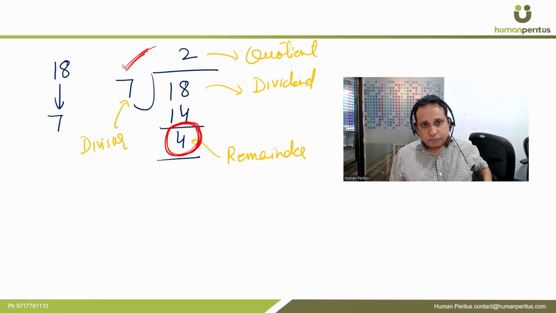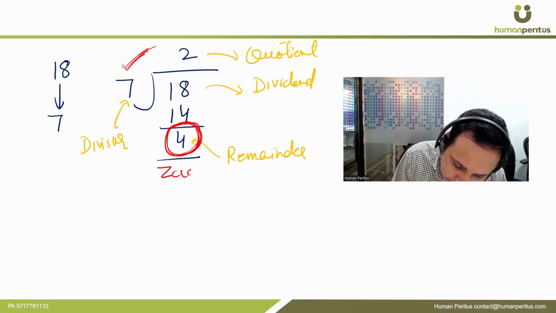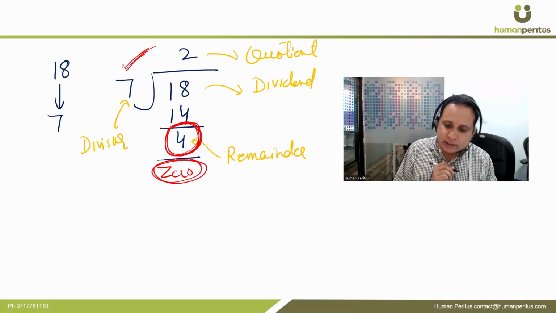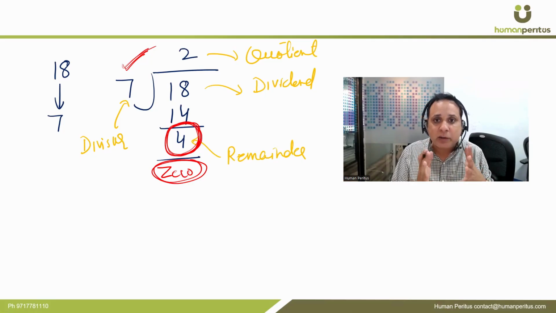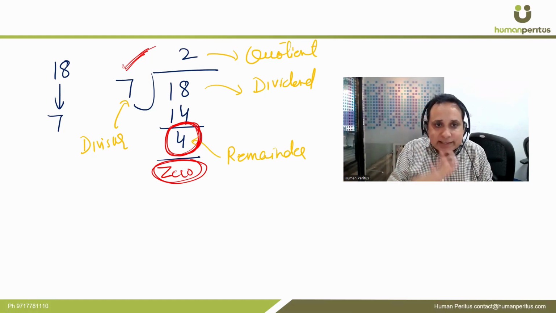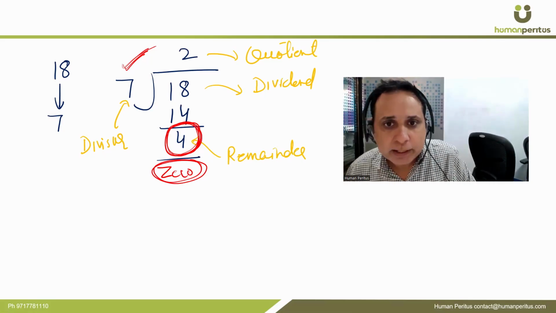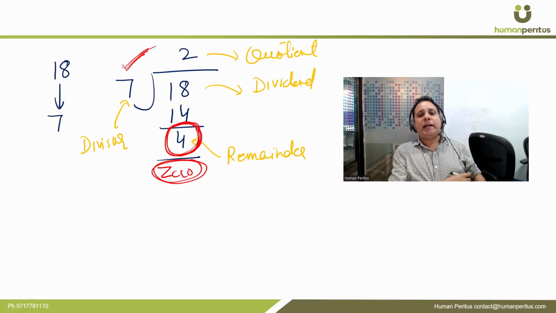Second thing, if this remainder comes out to be 0, what does this mean? This means that this divisor is perfectly dividing my dividend. So in this case, if my remainder would have been 0, then I would have said that 7 is completely divisible by 18. Okay, so that is how divisibility and remainders, these two are connected.